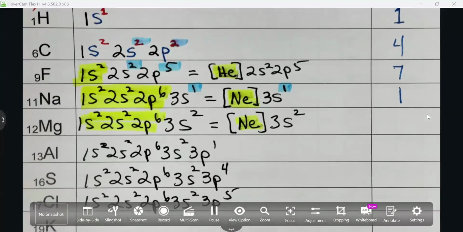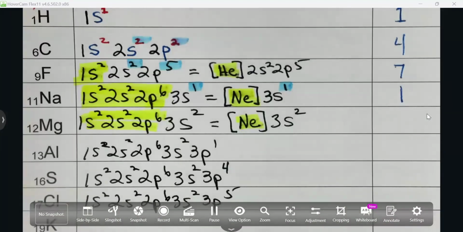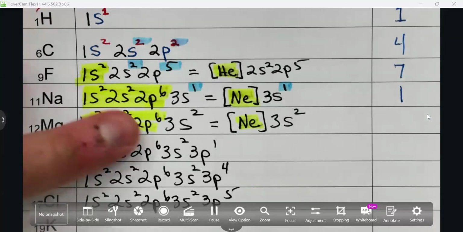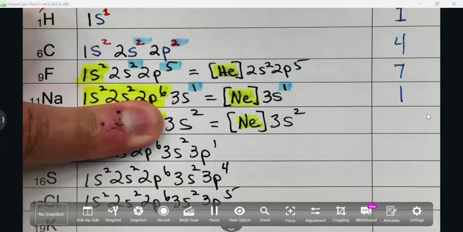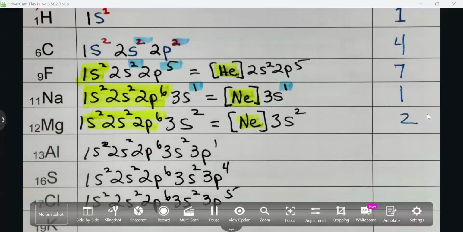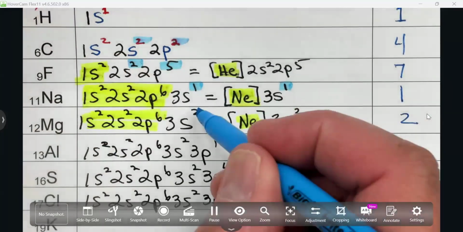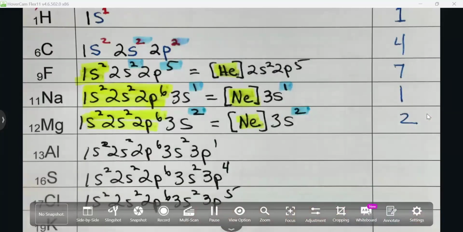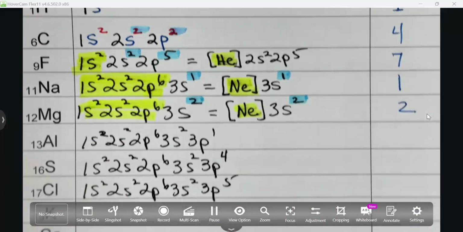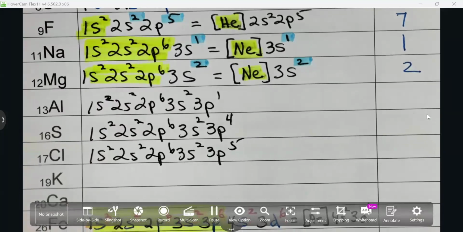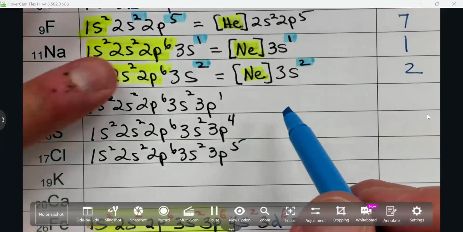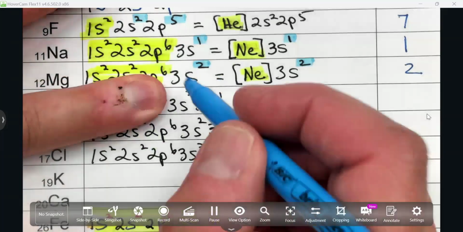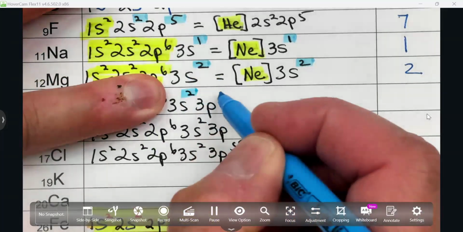And for magnesium, we just got 2 there. Level 3, these 2, we get 2 valence electrons. Now, once we get to aluminum, how many valence electrons? Three.